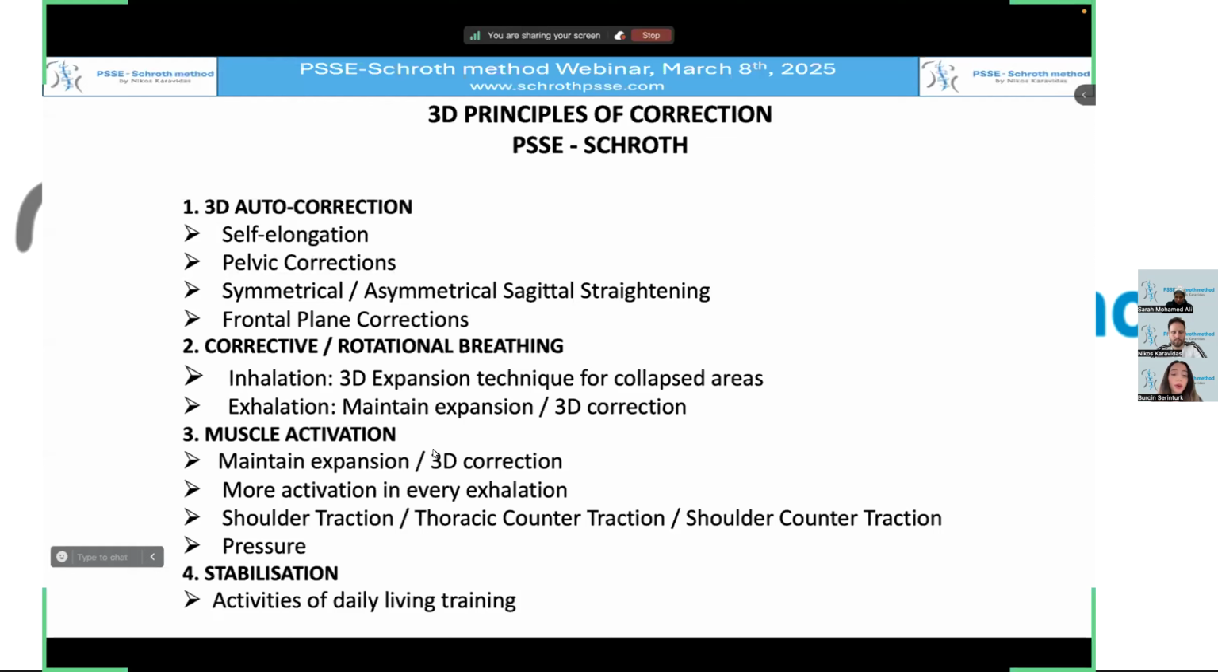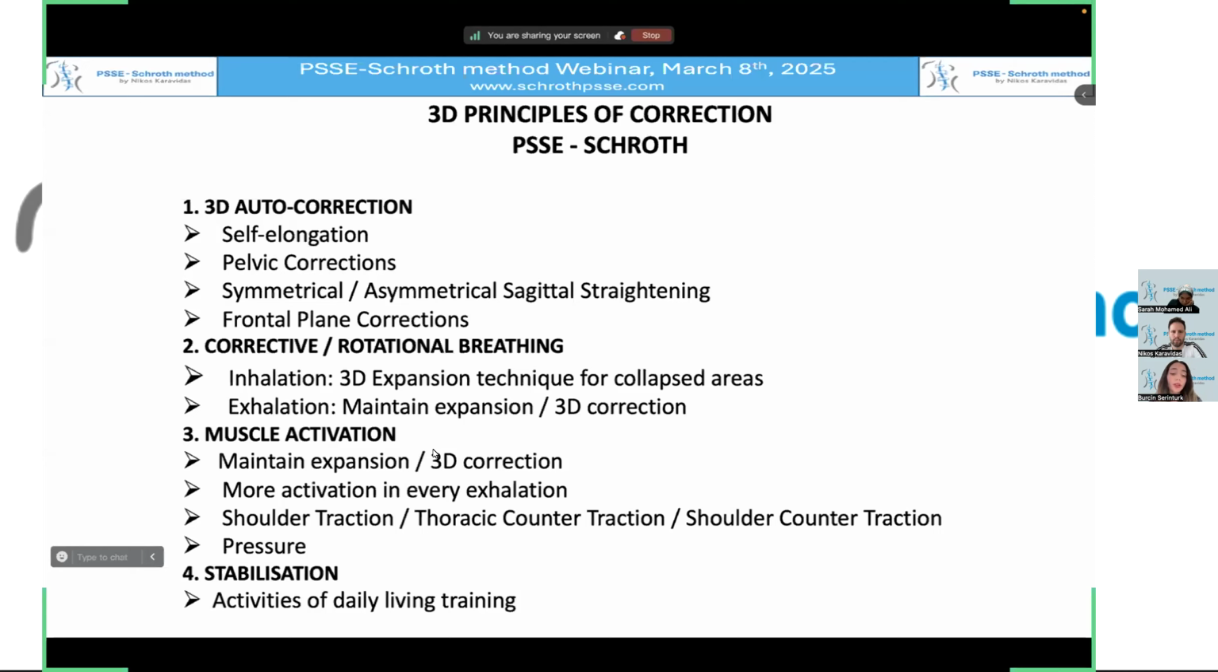And the third one is muscle activation. You need to activate muscles in correction, and we have 3 strategies for that. First of all, keeping expansion while exhaling. If you try to keep expansion while exhaling, you already activate quite a lot. Our second strategy is based on the original Schroth method, and we call it tension. It is shoulder traction, thoracic counter traction, or shoulder counter traction.